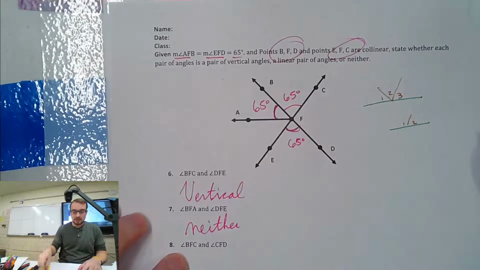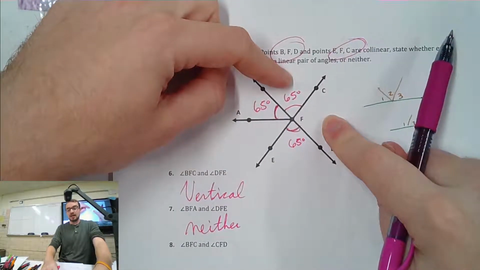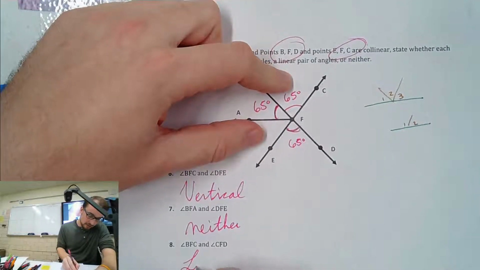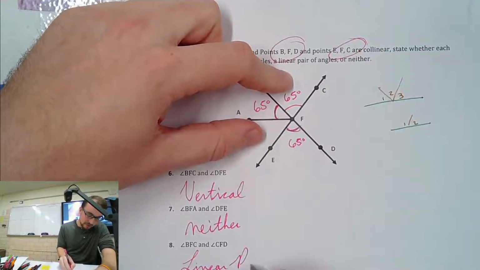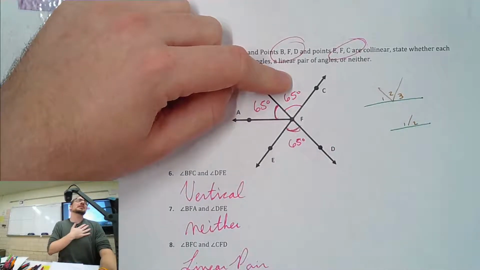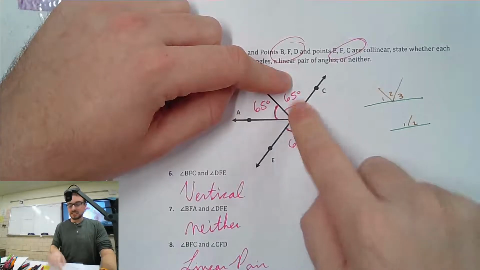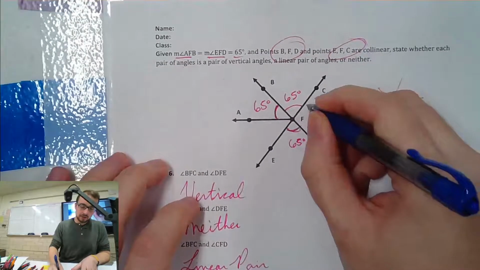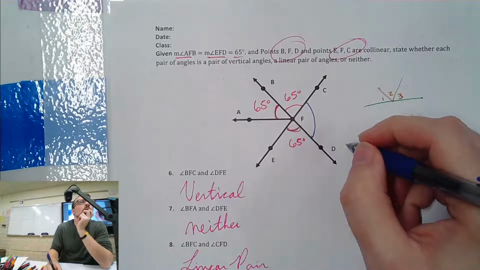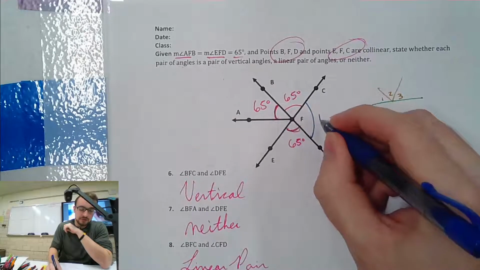BFC and CFD. Linear pair. Two angles on a line. They're on line BFD. So they're a linear pair. Now, what do we know by linear pair theorem? They must be supplementary. Which means, by definition, they add up to 180. So that's 65. How much is left over for our blue angle right here? 65 plus 65. No. They add up to 180. 115.